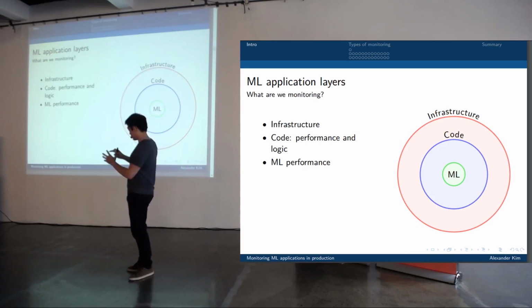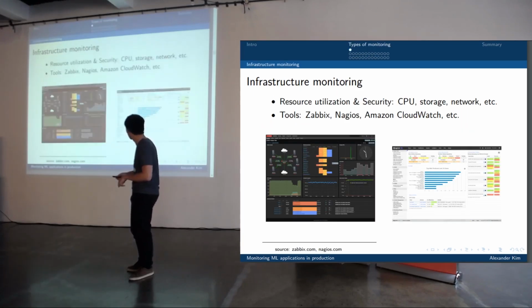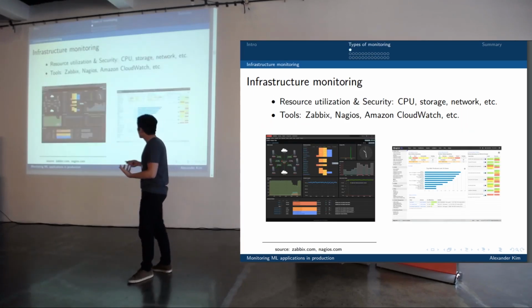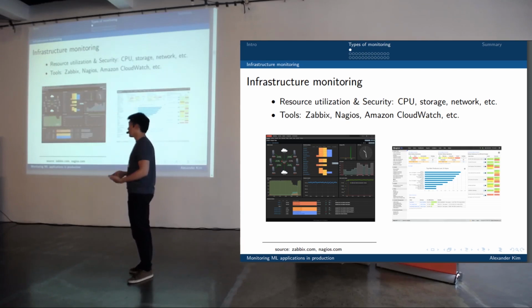Okay, what are the general layers of your application? In case of machine learning applications, you have at the core some machine learning component. It could be a model. And then you have some other code surrounding it. And all of that runs on some kind of hardware infrastructure, or cloud infrastructure, for example.